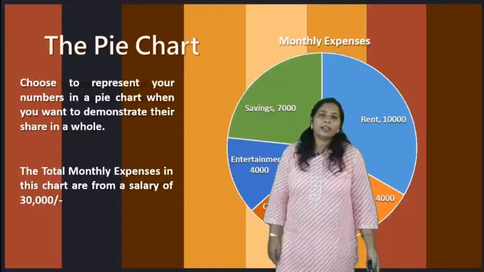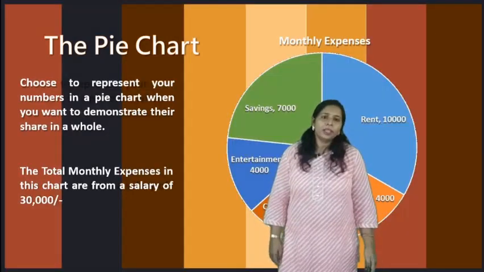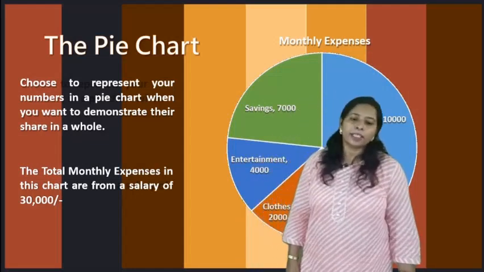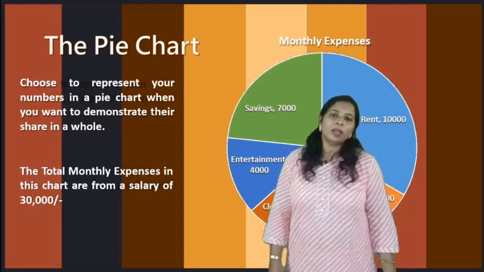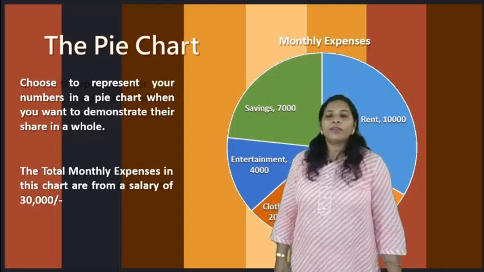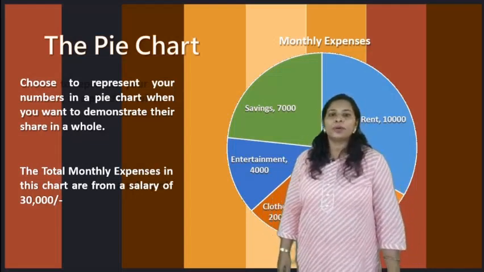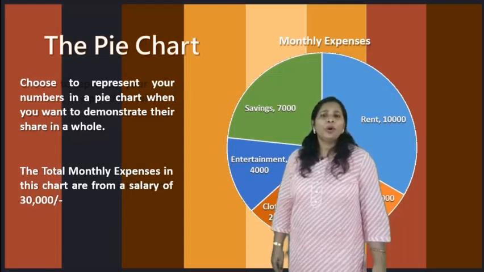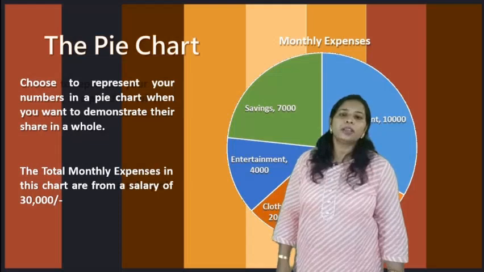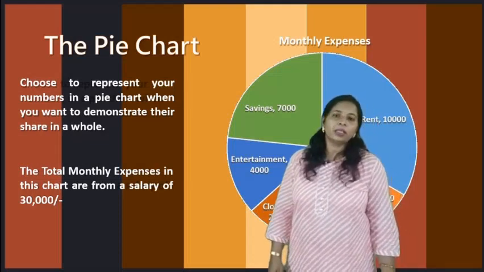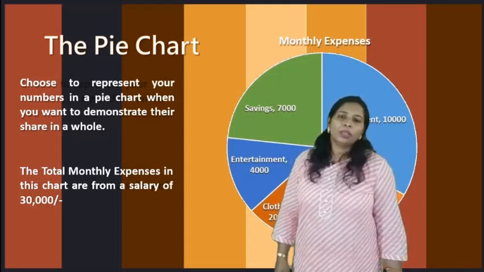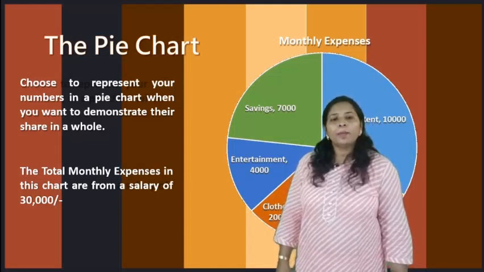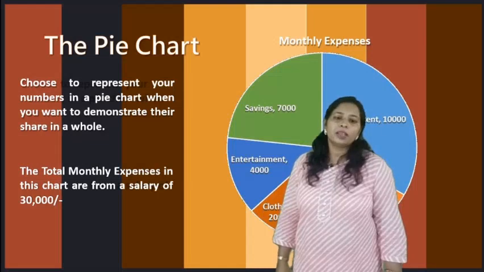Now, let's check another example. In this example, you can see that I plot the monthly expenses of a particular person. So, you first choose to represent your numbers in a pie chart when you want to demonstrate their share in a whole. So, the total share is 30,000 rupees, and you have to divide your share by different types of monthly expenses.